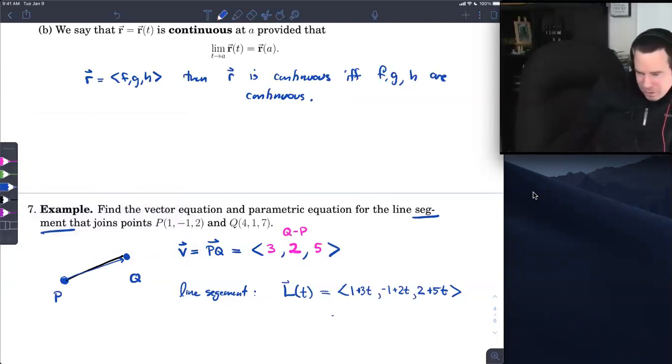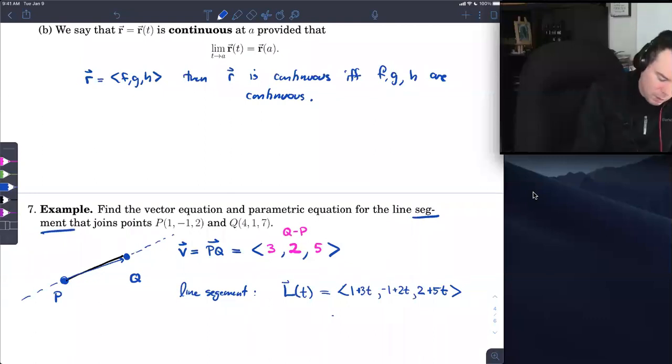Okay, so we got them here. 1, negative 1, 2, and then 3, 2, 5. That looks good. So this is going to give us the entire line. Right? I'm going to draw a dotted portion out here and out here. That'll give us the entire line. We don't want the entire line. We only want the segment from P to Q.